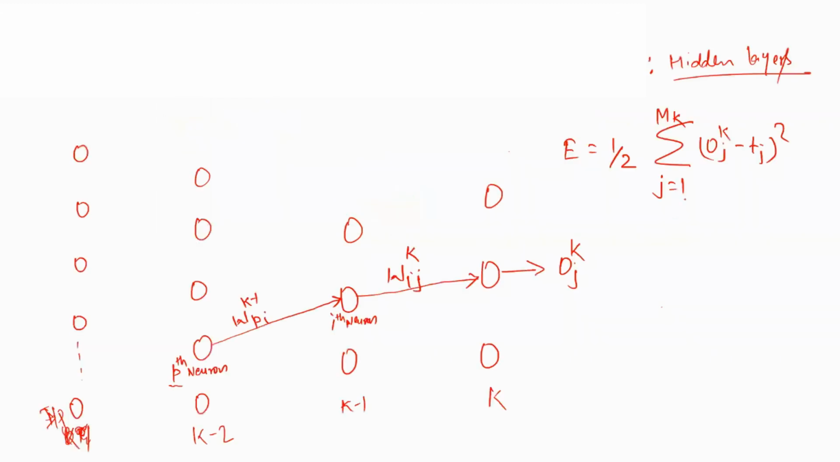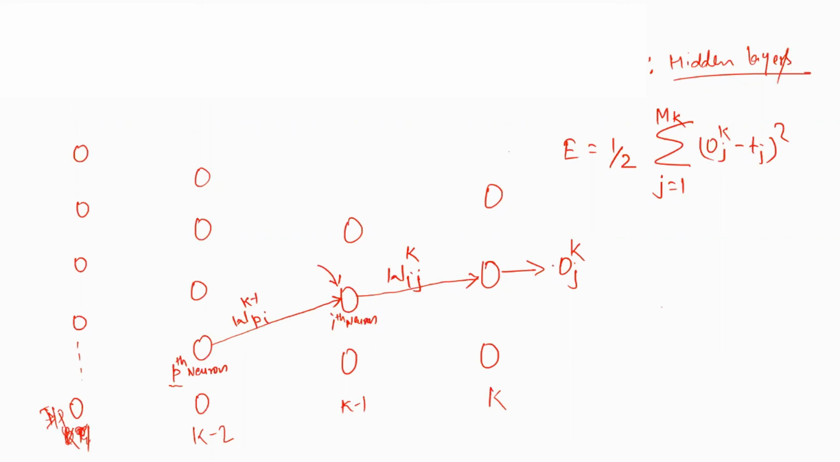To find the weight that minimizes E, we find the gradient of E with respect to the weight from P to I in the k minus 1th layer first. The output at the ith node in the k minus 1th layer is given as this one, and this output will again be sent as an input to the output layer.